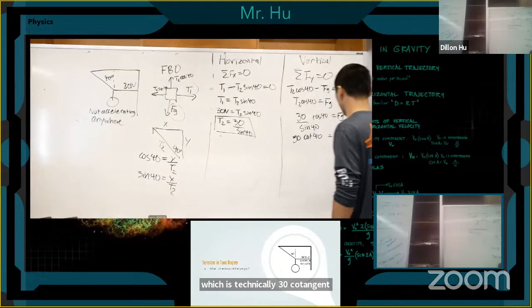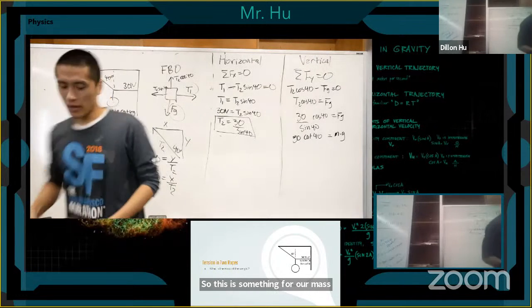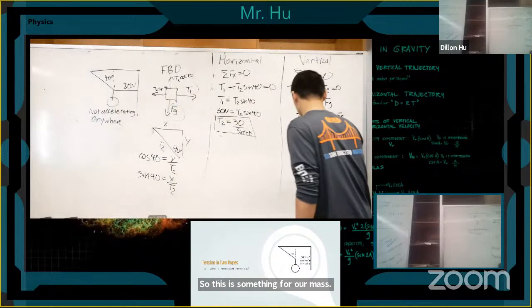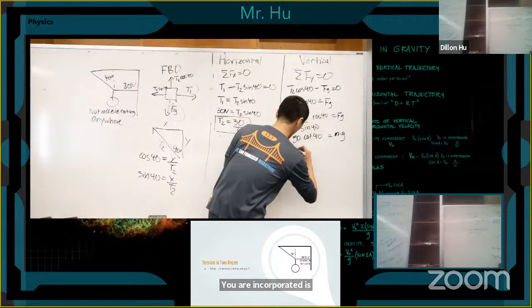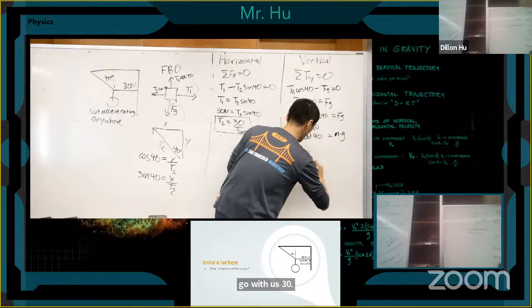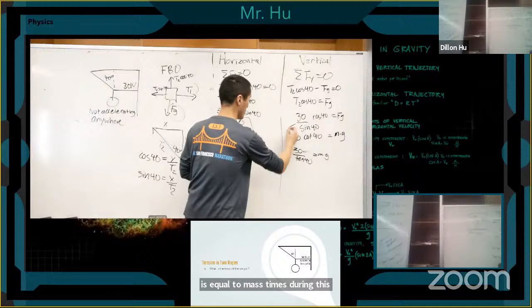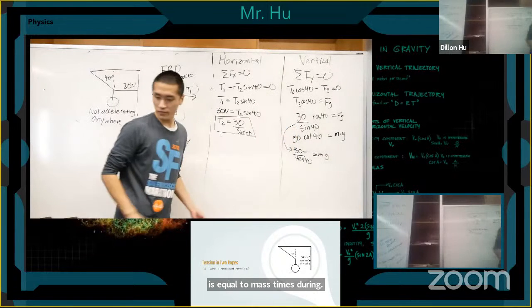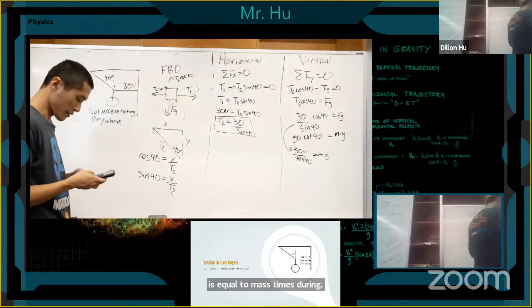So the force of gravity is mass times gravity, which is 9.8. So this is solved for our mass. Finding cotangent, I think it's better to just go as 30 divided by tangent 40 is equal to mass times gravity. I think that's a better way of doing it. So 30 divided by tan 40.